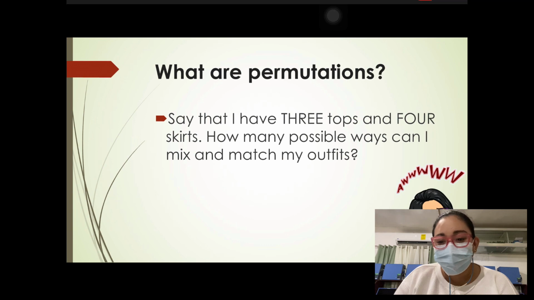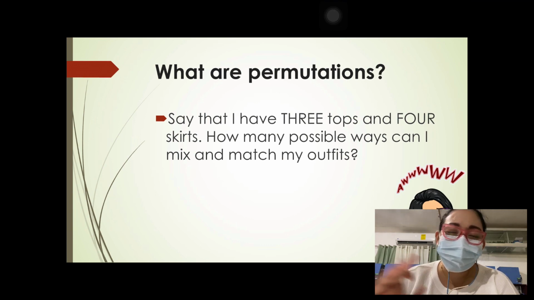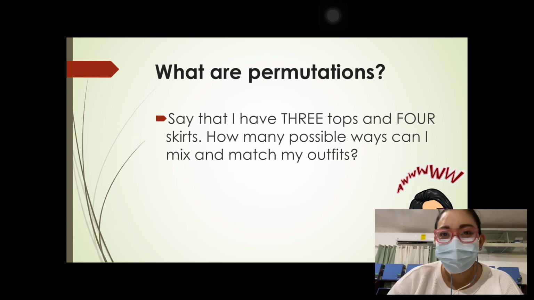Anyway, moving on. So, what are permutations? Meron akong dalawang activity dito na nakaprepare para mas maintindihan nyo kung ano bang nangyayari sa permutation. So, the first one is, say that I have 3 tops and 4 skirts. O, diba? So, sino ba naman ang hindi nahihirapang mag-isip kung anong isusuot sa umaga?